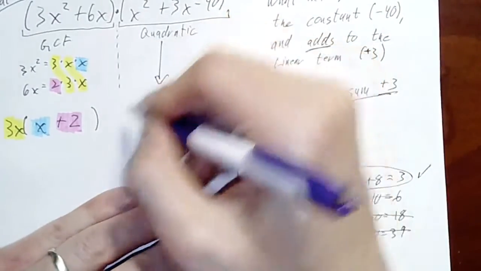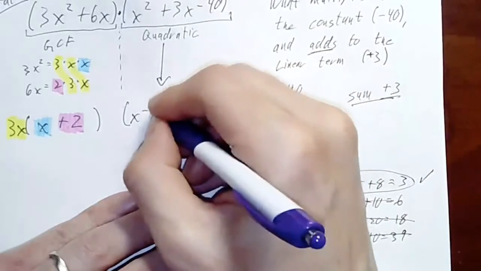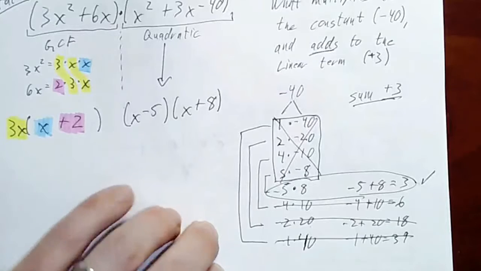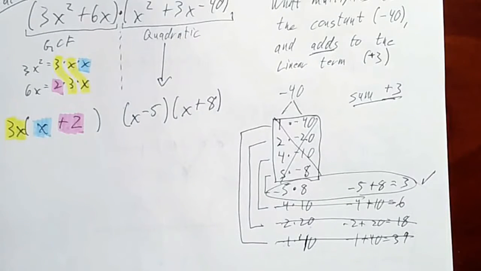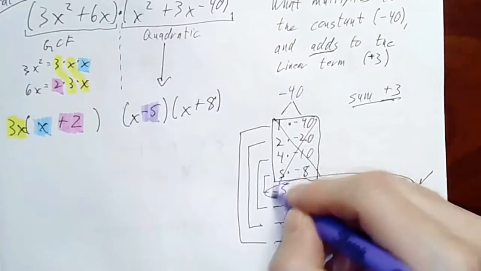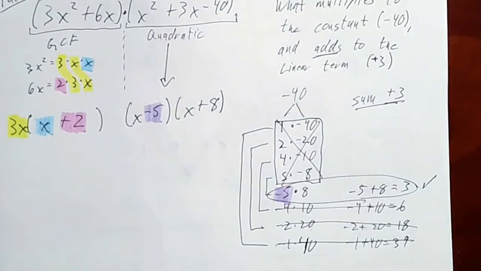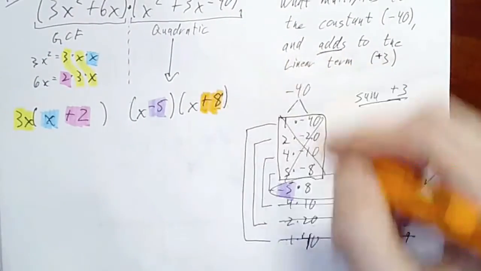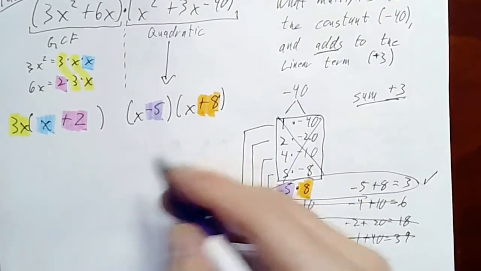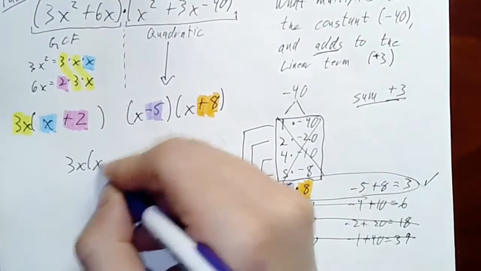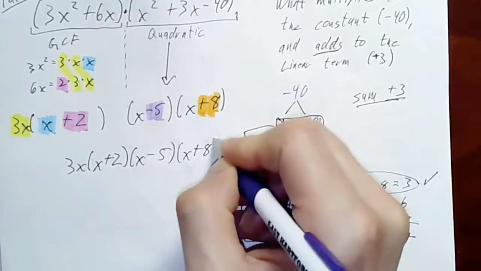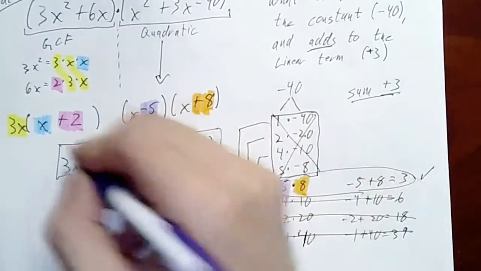So my quadratic becomes x minus 5 times x plus 8. And that is my fully factored quadratic. So just to show you where I'm getting these numbers, my negative 5 came from here, and last but not least, my 8 came from here, positive 8. So just to rewrite this because it's a little choppy here: 3x times x plus 2 times x minus 5 times x plus 8. And this right here is my fully factored polynomial.